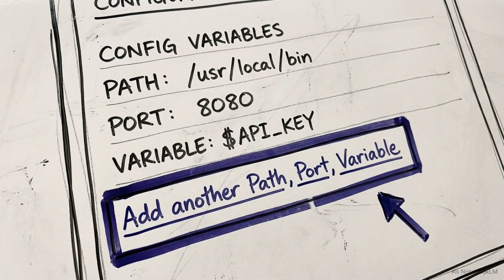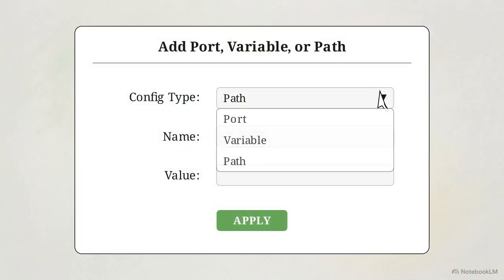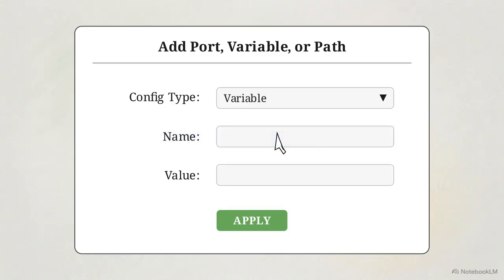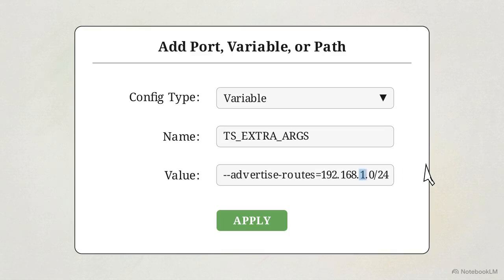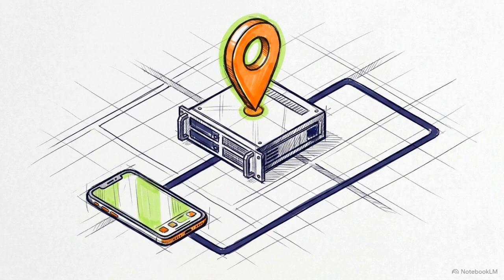At the very bottom, click Add another path port variable. Set the config type to variable. In the name field, type ts-extra-args. In the value field, type --advertise-routes= followed by your subnet, commonly 192.168.1.0/24. Verify your router's IP range. You might need to change that third number to a 0 or 2. Click Apply. By advertising these routes, you give the VPN the exact map it needs to translate requests coming from miles away directly to your local network.